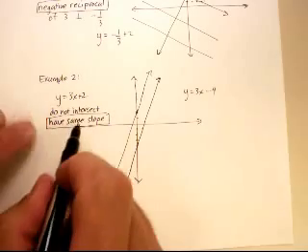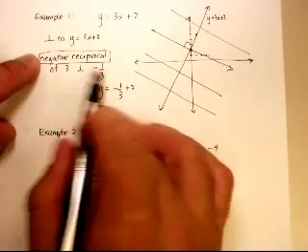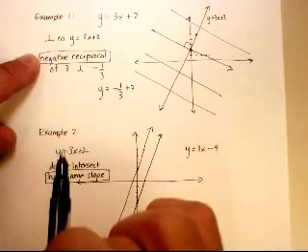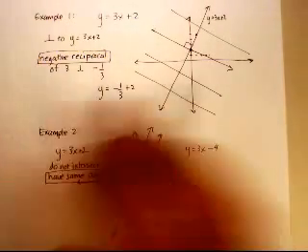All right, that's parallel. Perpendicular lines have slopes that are negative reciprocals of one another. Okay, I hope that was helpful.